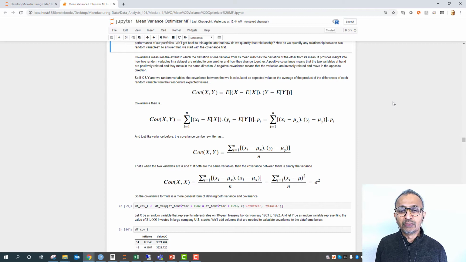Expected variance, expected mean business, right? So what do we have? Okay, so this is the first variable from its mean. So if you have, say, 10 data points, you will calculate the mean.